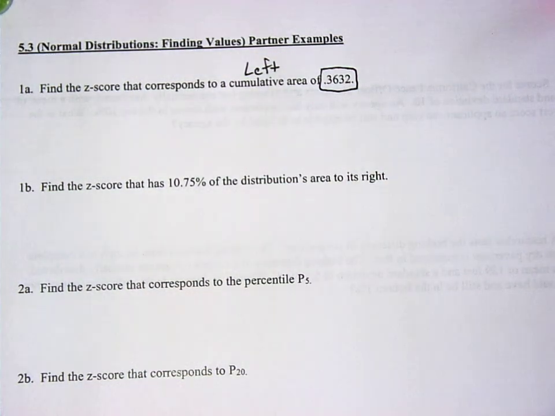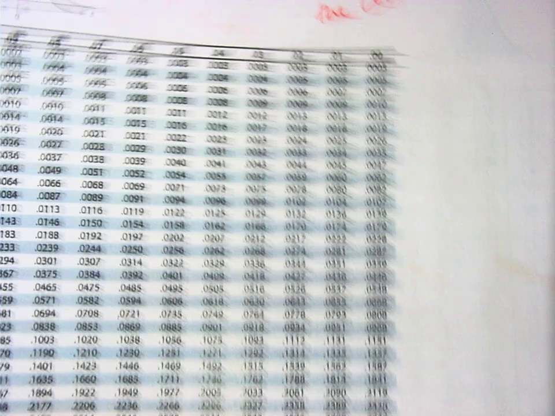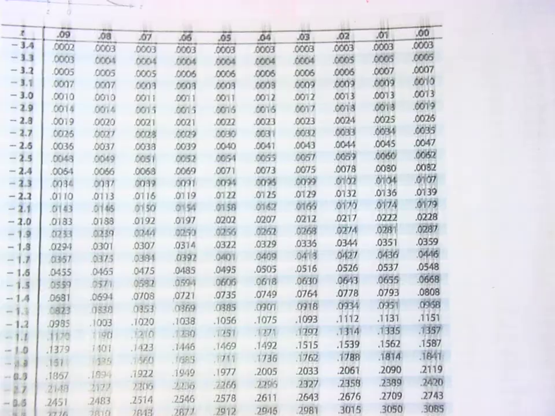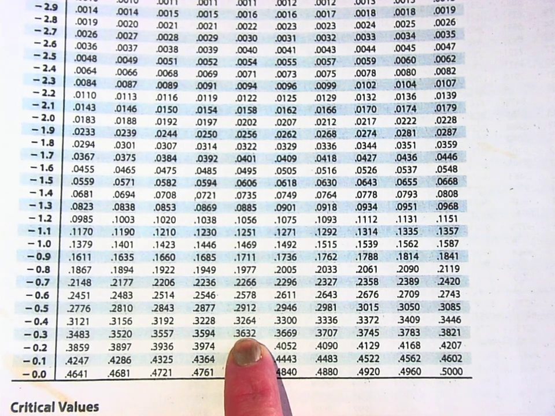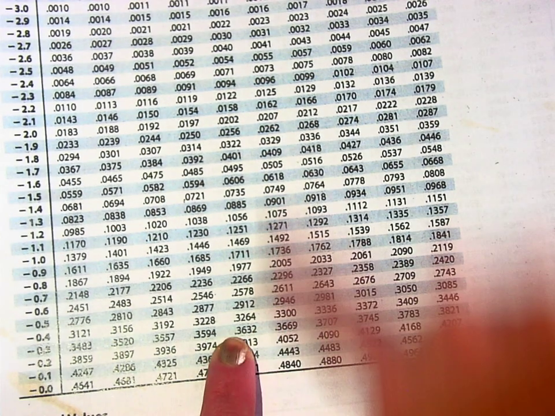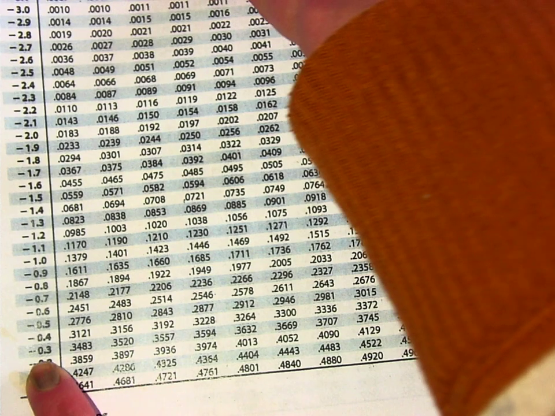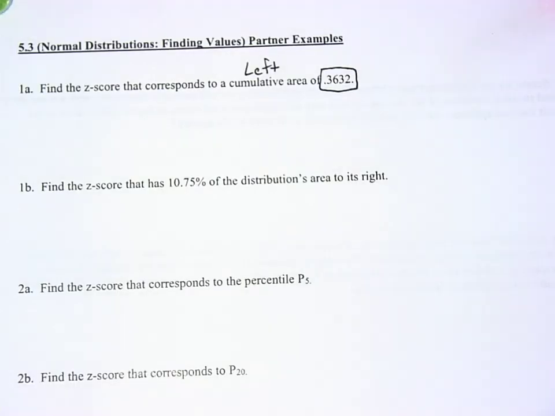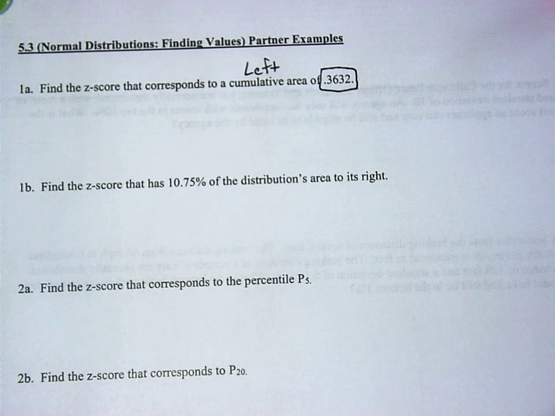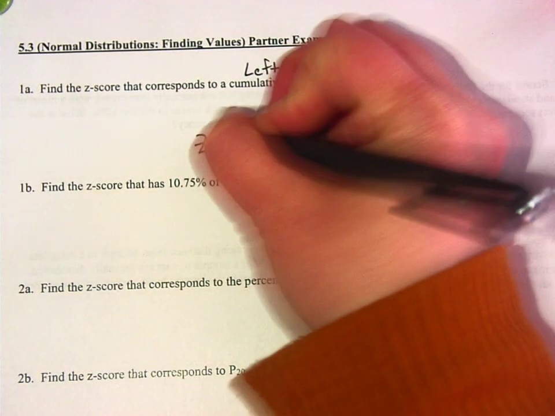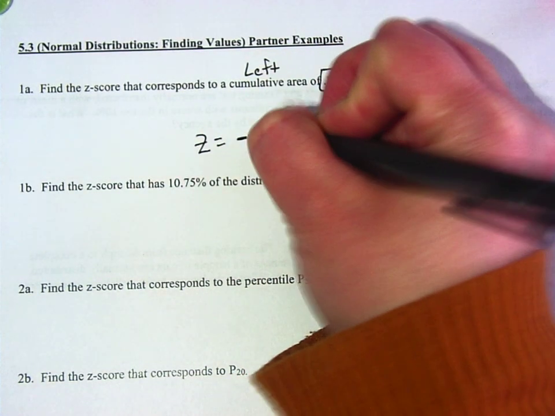So inside your chart, you're looking for 0.3632. So look in the middle of your chart. Are you going to be on the positive or the negative side? Negative. Negative side. 0.3632 is right down here. And if I pull my fingers apart, that ends up being negative 0.35. Did you guys get that? So z equals negative 0.35.